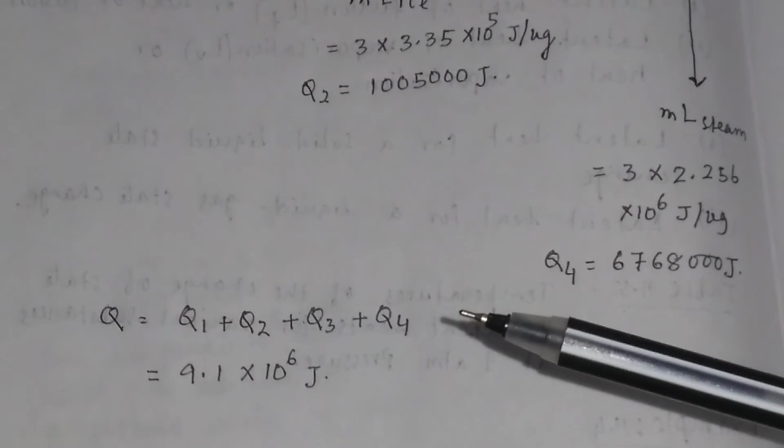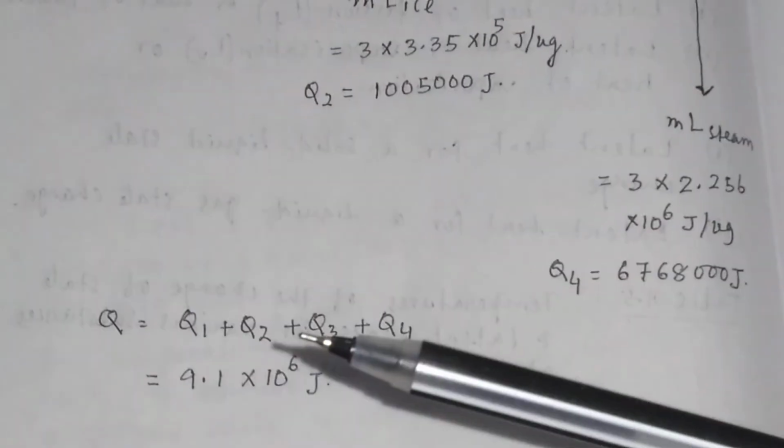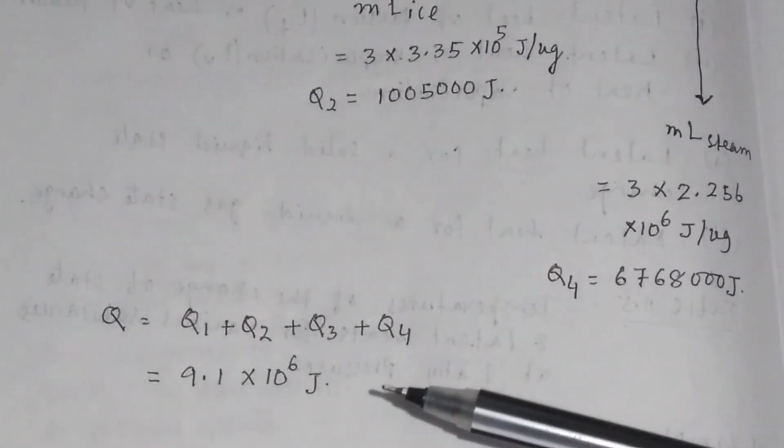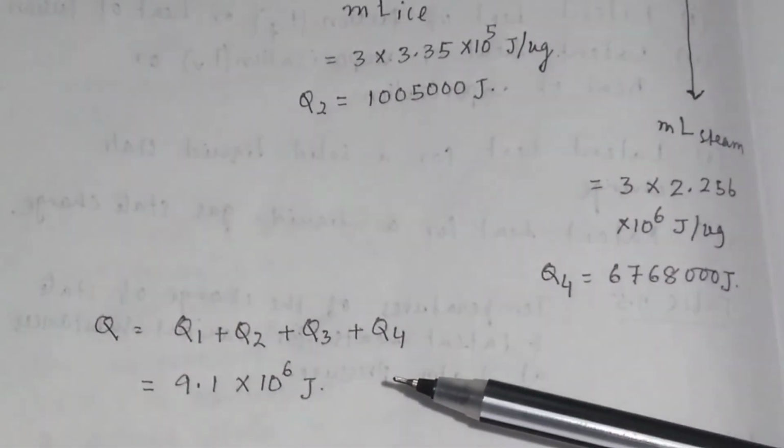So the total heat required can be calculated by adding the 4 heats, that is Q1 plus Q2 plus Q3 plus Q4. If you add, the total heat will be equal to 9.1 into 10 to the 6 joule.